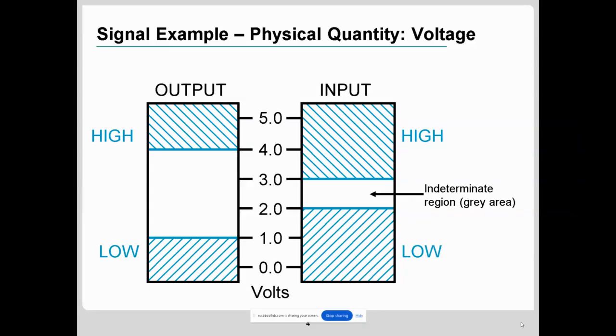Same thing for the output. If it's between 0 to 2, let's say 1.5, logical 0. 4.2, logical 1. 2.5, indeterminate. Neither a logical 0 nor a logical 1. So now we have two discrete values. And how do we represent these discrete values?